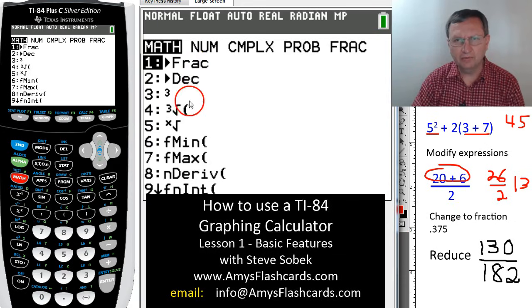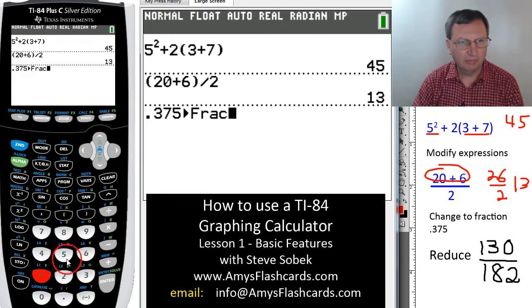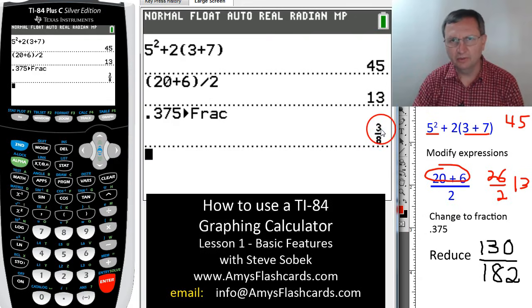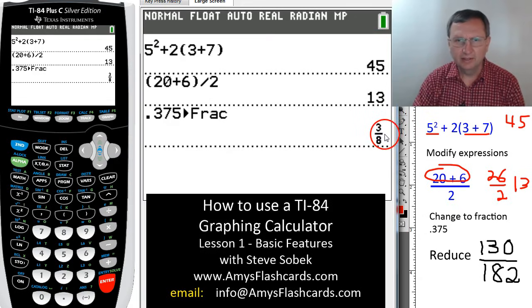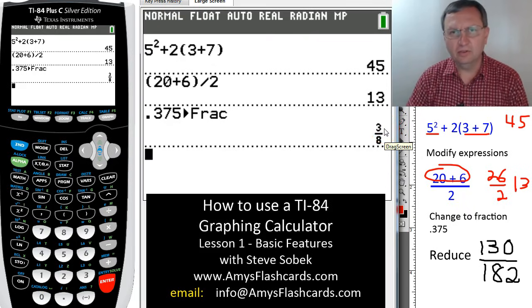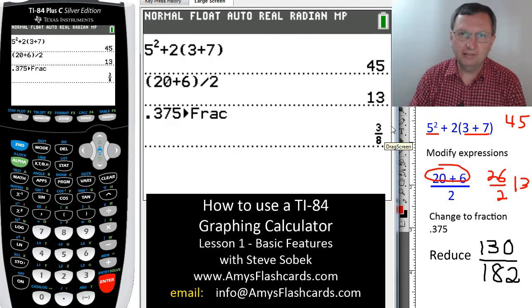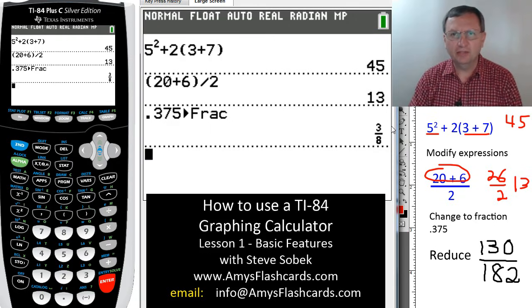To choose things from this menu, you can either hit the number adjacent to each of these features, or use your up and down arrow keys followed by the enter key. I like to just hit the numbers. Okay, this is number 1, and that pops 0.375. Change it into a fraction, hit enter, and we get the fractional equivalent, 3/8. Also, the fraction that it gives is reduced. So that's kind of neat. So you could actually use that to reduce fractions.